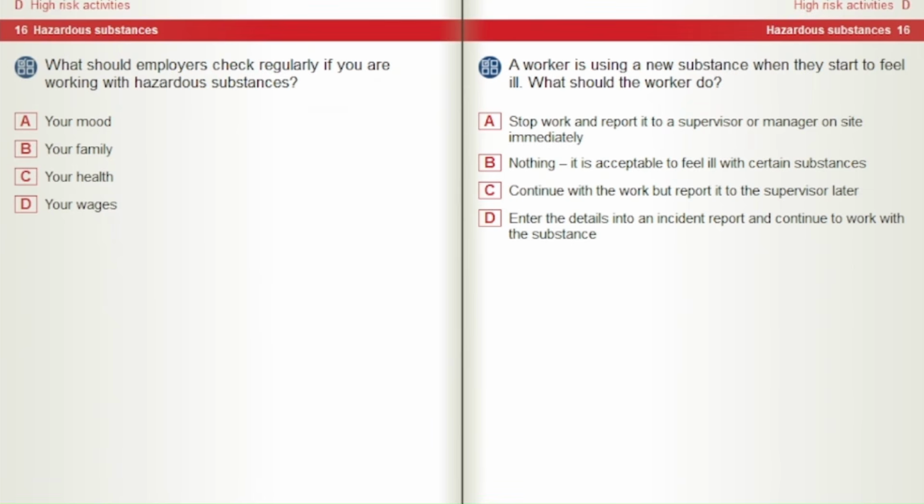What should employers check regularly if you are working with hazardous substances? Your mood, your family, your health, your wages.